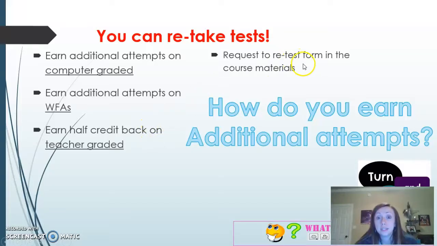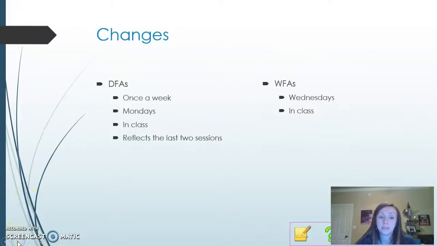So the way that you do this is fill out the request to retest form in the course materials, and you will have to attend a review session and review the questions you missed, and then you'll have to do 5 practice problems from that unit. Okay, so you can earn additional attempts.